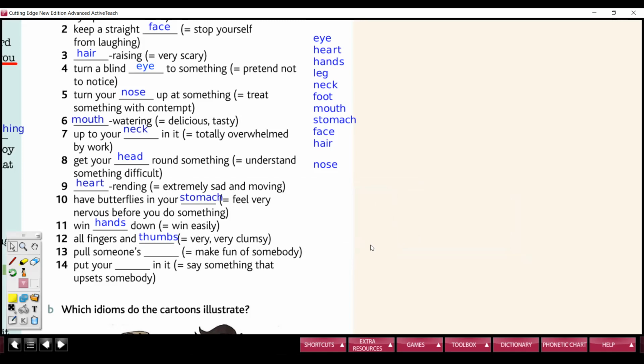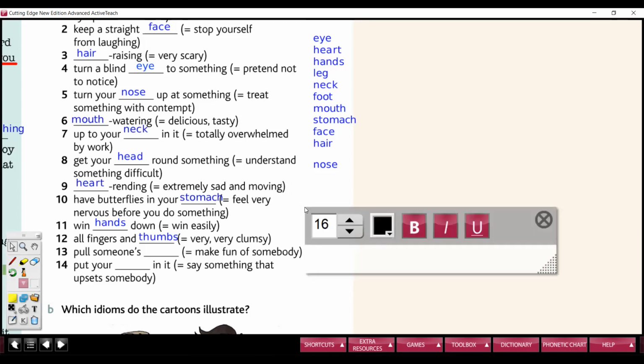Okay, pull someone's. I think this is common. When you are making fun of somebody, when you are teasing that person, when you are joking at him or her. Face? Pull someone's face? No, pull someone's leg. Pull someone's leg. We have an expression in Spanish that is actually very strong, but it is what it means, montársela a alguien.